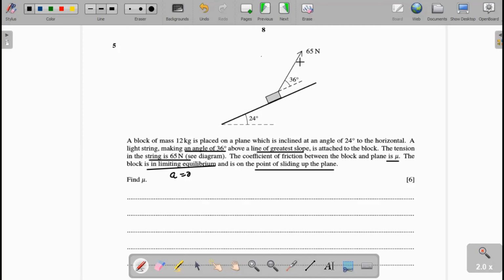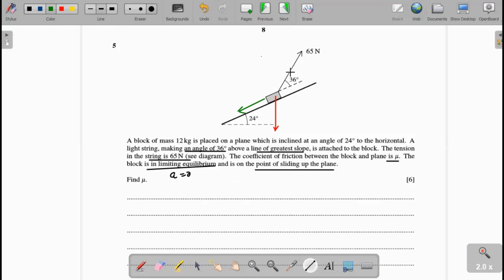The first force is the tension of the spring, and next, the force acting on this block is the weight of the block, which acts in the vertical direction. And next is the frictional force. The statement given is that the block is at the point of sliding up the plane. It means that the friction acts in the downward direction along the surface.